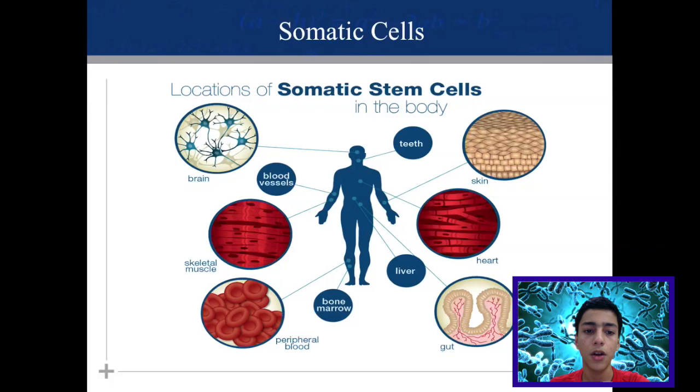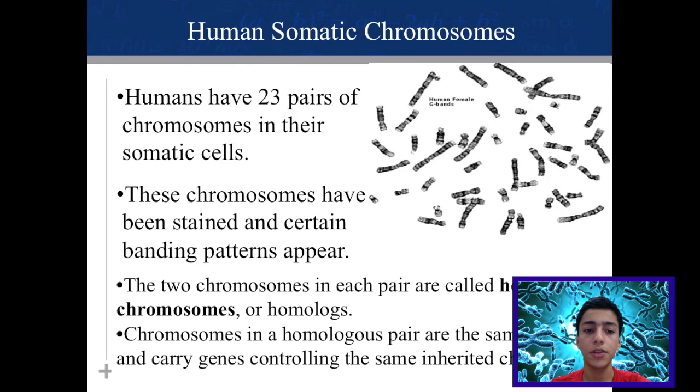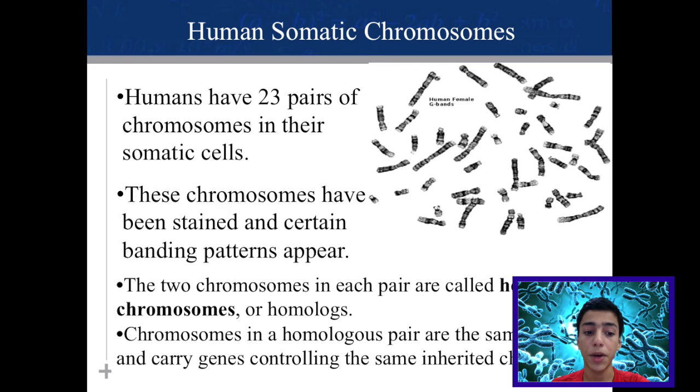Let's begin. Somatic cells are all the cells of the body except the gametes and their precursors. Each somatic cell has 46 chromosomes made up of two sets. Somatic cells are diploid, meaning that they contain two sets of chromosomes, one inherited from each parent. Here you can see some examples of somatic cells, which include neurons, skin cells, heart cells, red blood cells, and muscle cells. Humans have 23 pairs of chromosomes in their somatic cells.